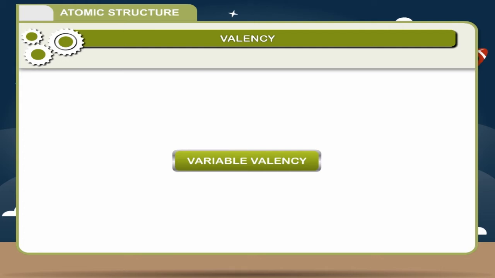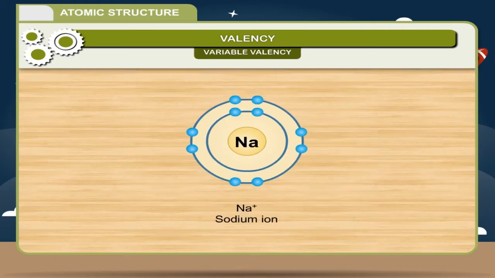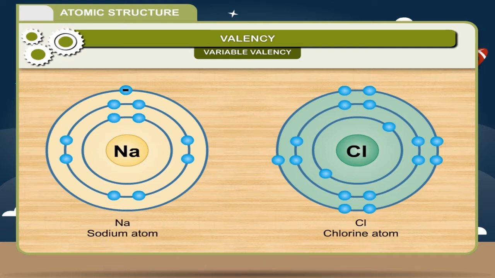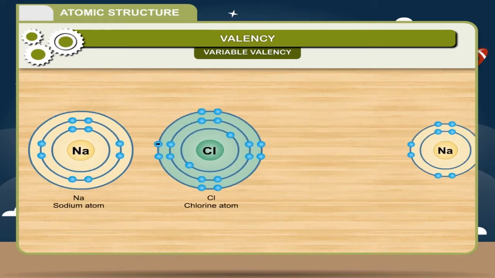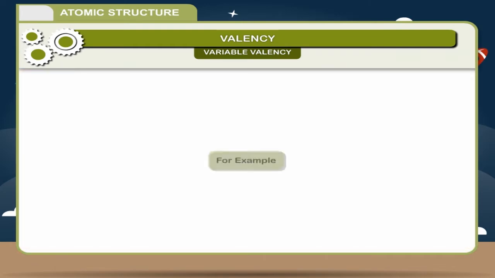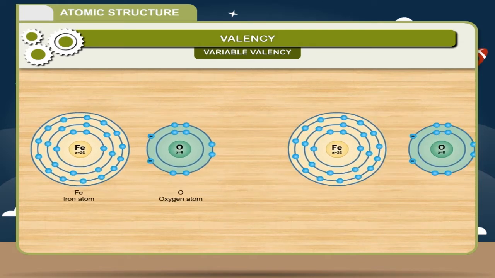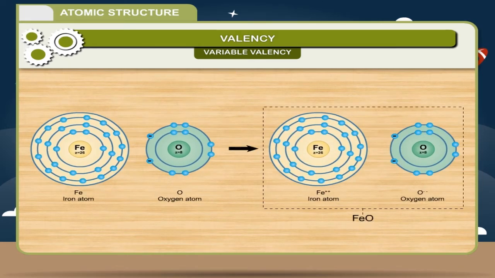Variable valency. For some reasons, some elements show variable valency also. It means they have more than one valency. For example, iron shows variable valency of +2 and +3. This is indicated as Fe2+, Fe3+, or iron 2, iron 3, or ferrous, ferric.